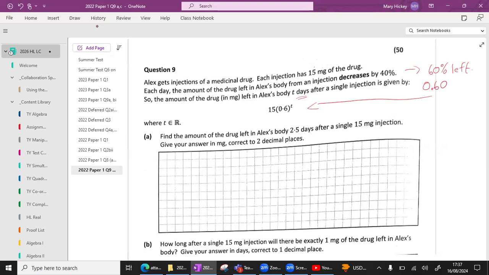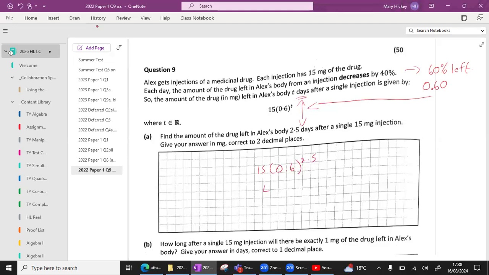Find the amount of drug left in Alex's body, 2.5 days. Now, this is good news because the units are the same, so we don't have to do any sort of converting. So how much is left 2.5 days after he's gotten the injection? So all we do here really is a fill-in. So we replace the T with 2.5, work that out on the calculators, 15 bracket 0.6, and we're raising that to the power of 2.5.